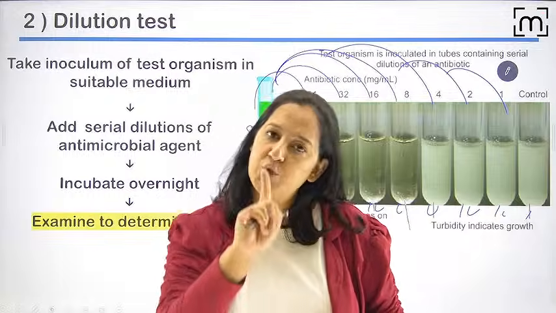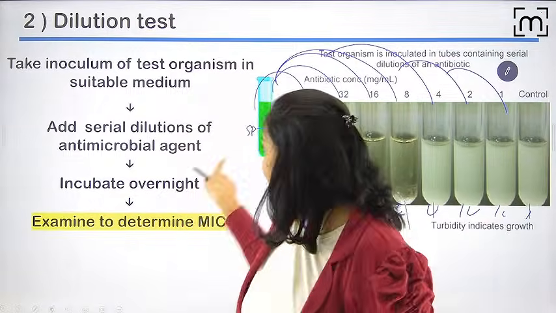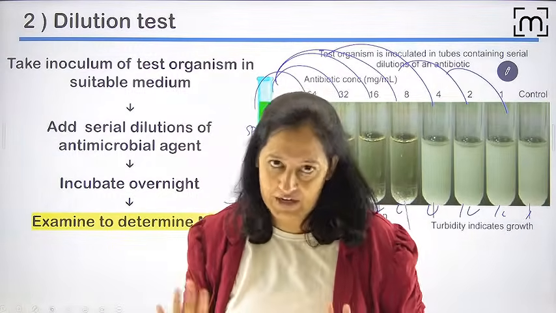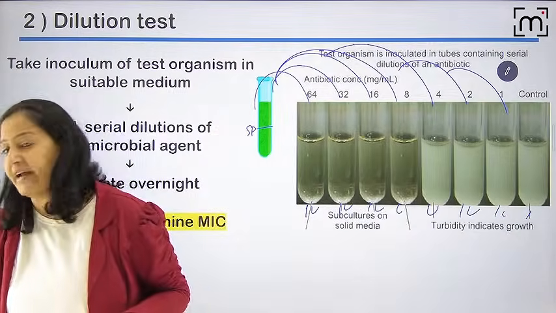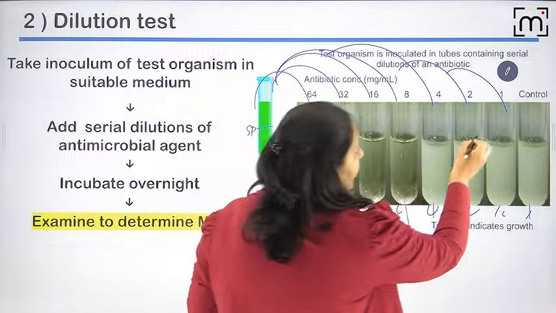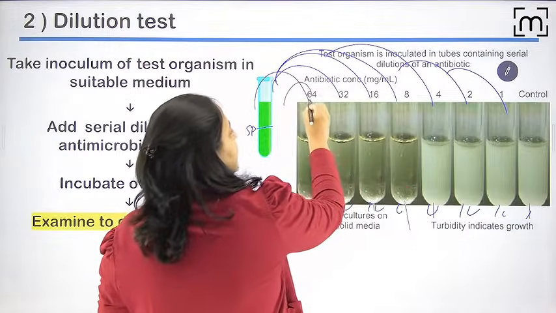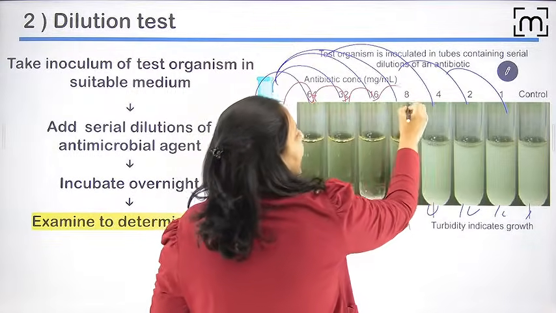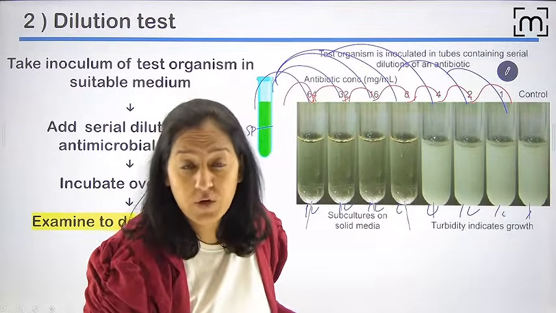Now I will choose one of the antibiotics. Suppose my antibiotic is tetracycline. I want to test whether the bacteria present in this specimen are sensitive or resistant to tetracycline. So I will take tetracycline in different concentrations. This is known as serial dilution. I will keep on diluting. Here I will put the most concentrated form, 64. Here I am doing the half: 32, 16, 8, 4, 2, 1.